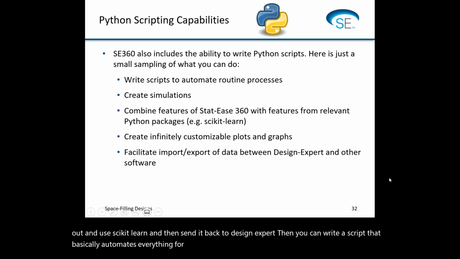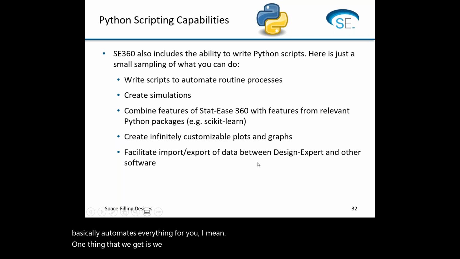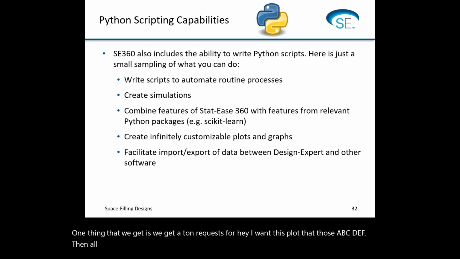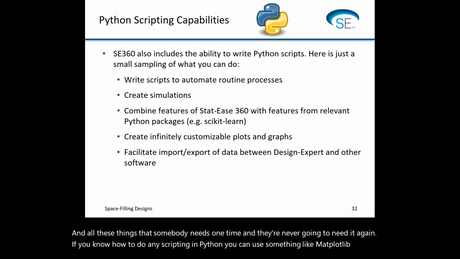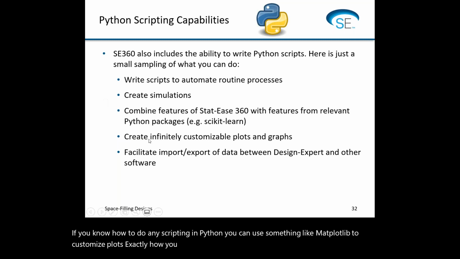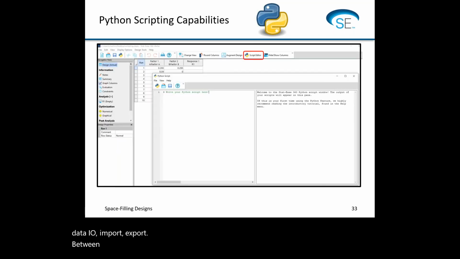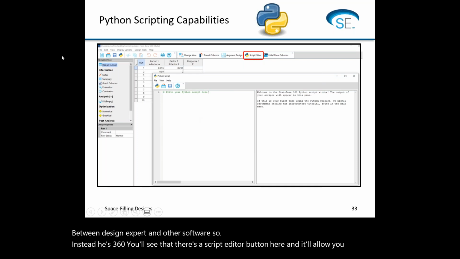One thing that we get is a ton of requests for, hey, I want this plot that does A, B, C, D, E, F, and all these things that somebody needs one time and they're never going to need it again. If you know how to do any scripting in Python, you can use something like matplotlib to customize plots exactly how you want them. And as I said, it facilitates data I/O, import and export between Design Expert and other software. So in Statist 360, you'll see that there's a script editor button here, and it'll allow you to write your own custom scripts.